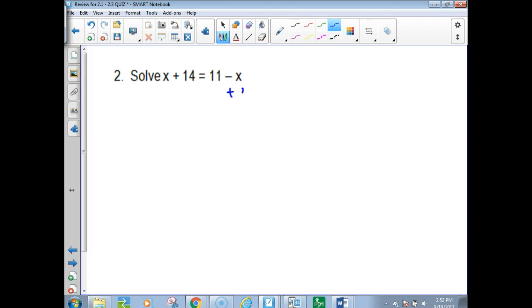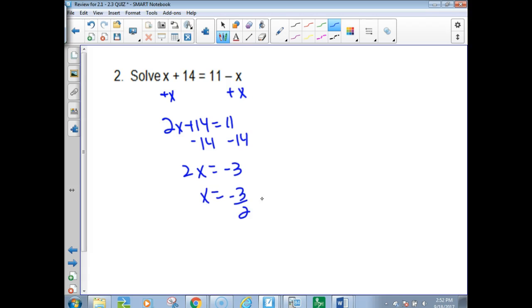All right, this one we should have definitely added x to both sides. You would have 2x plus 14 is equal to 11. You should have subtracted 14. You would have 2 times x is negative 3, and you divide by 2 and get negative 3 halves, which you could have written as negative 1.5. Just make sure you had the sign on it.